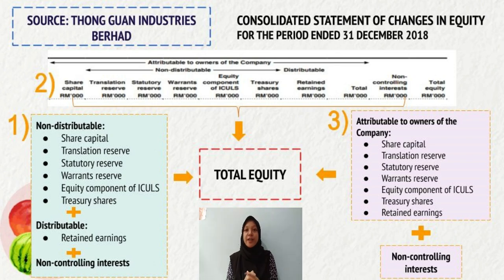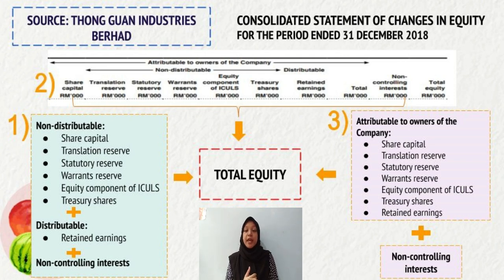Oh yeah, before that, I would like to show all of you that there are 3 methods to get the total equity in the statement of changes in equity. Let's take a look at the statement of changes in equity of Company 1. There are 8 components, which are share capital, translation reserve, statutory reserve, warrant reserve, equity component of ICULS, treasury share, retained earnings, and non-controlling interest.